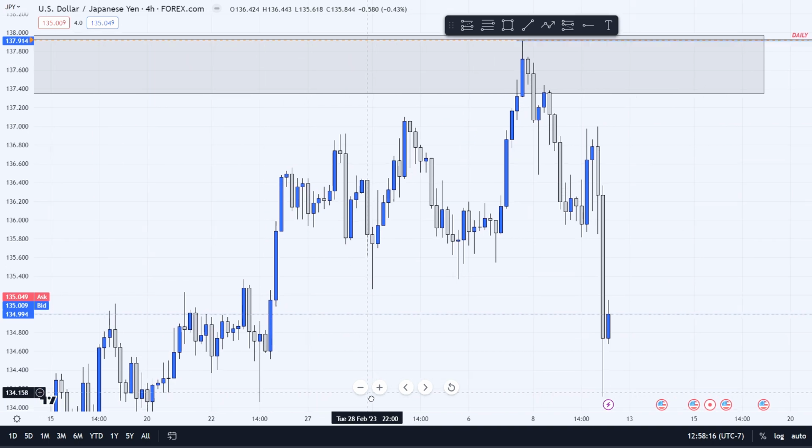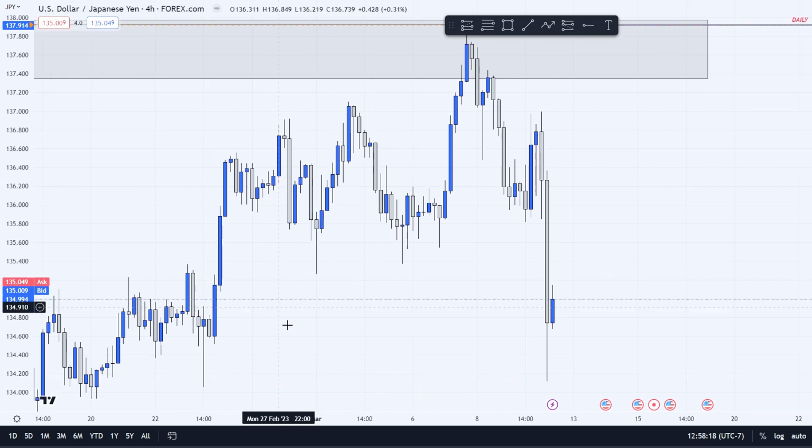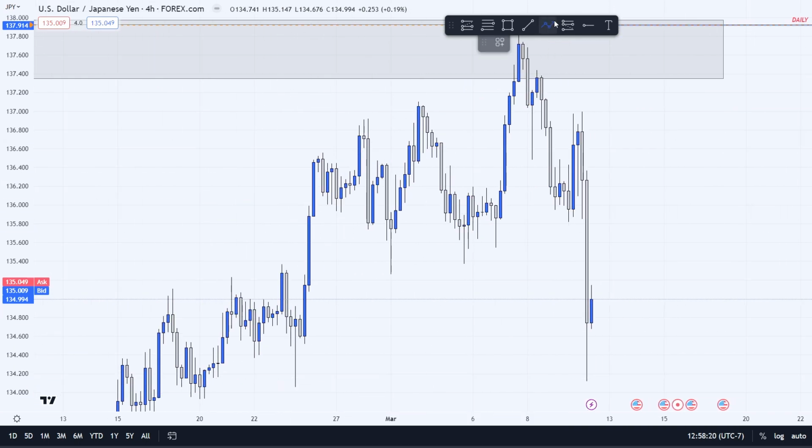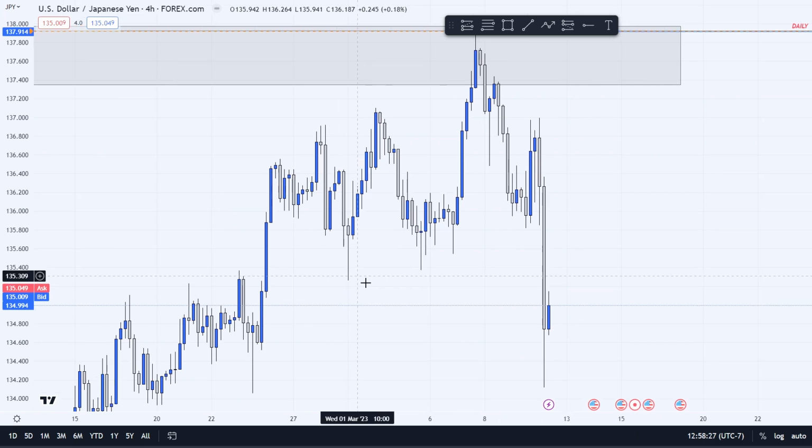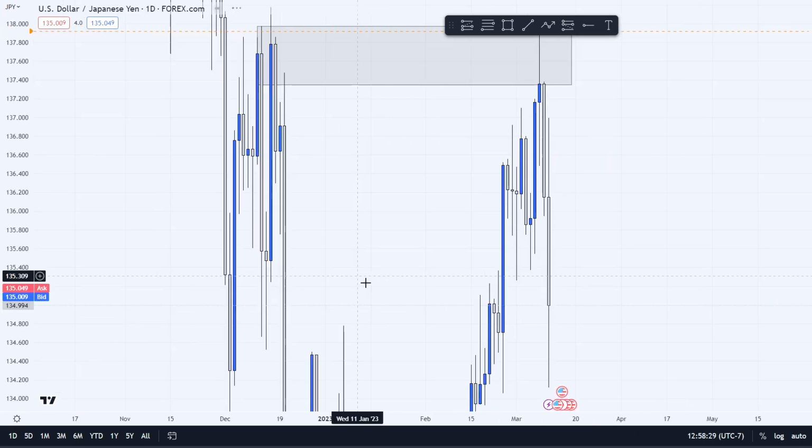So for right now, we over here. So got this low, this high. But what time frame? Oh, we on the 4-hour. Let me go to the daily to draw my 4-hour structure.